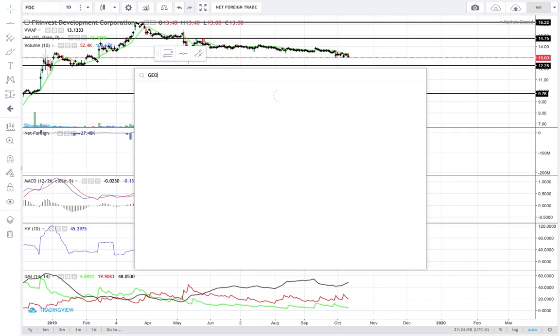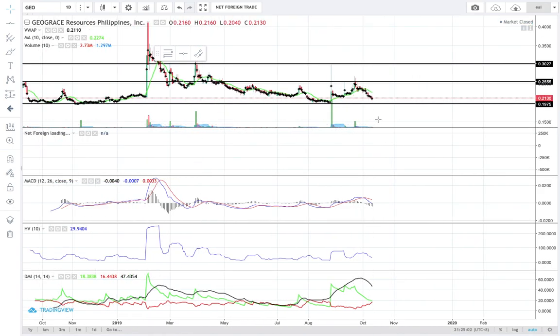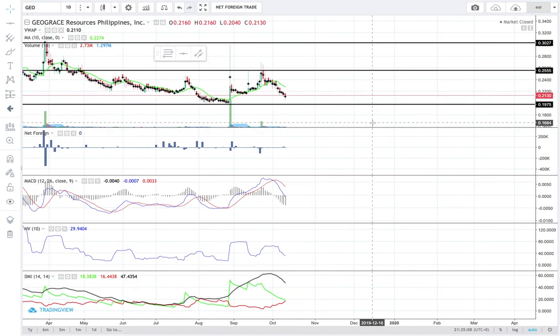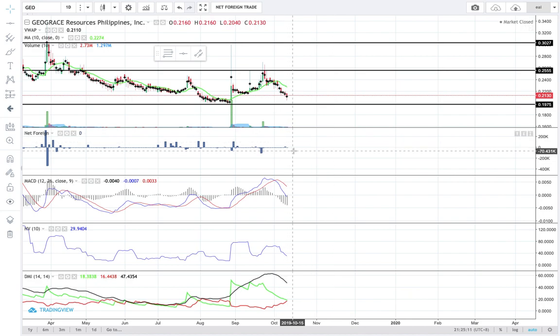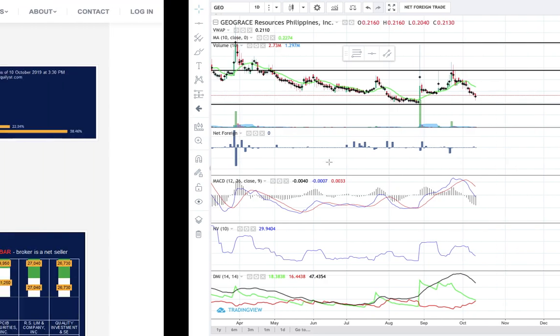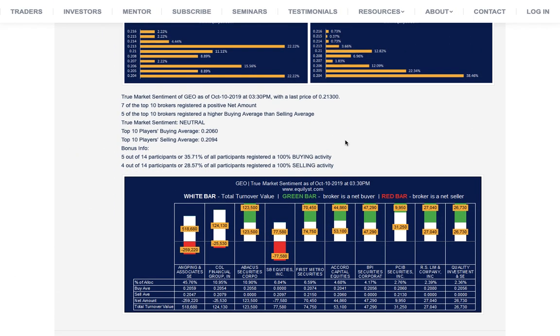Next is GEO. It closed today at 0.213. Support is at 0.1975. Resistance is near 0.255. The momentum power indicator is still bearish, and the 10 MACD combo is bearish as well. Risk level is low. The true market sentiment is neutral. Avoid GEO for now as well. So that's all for today.